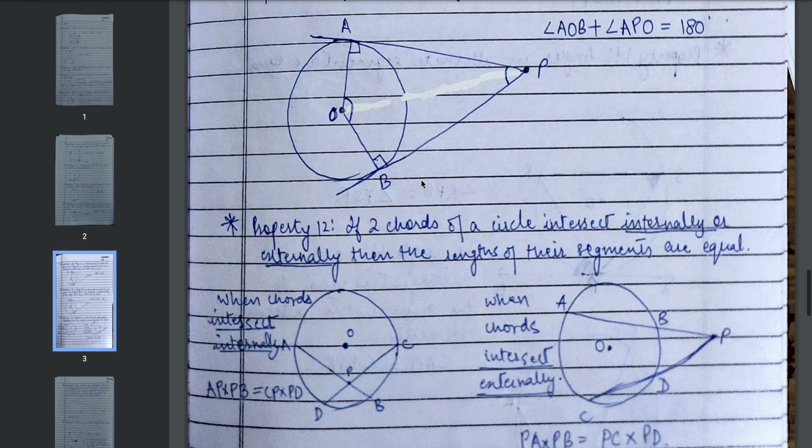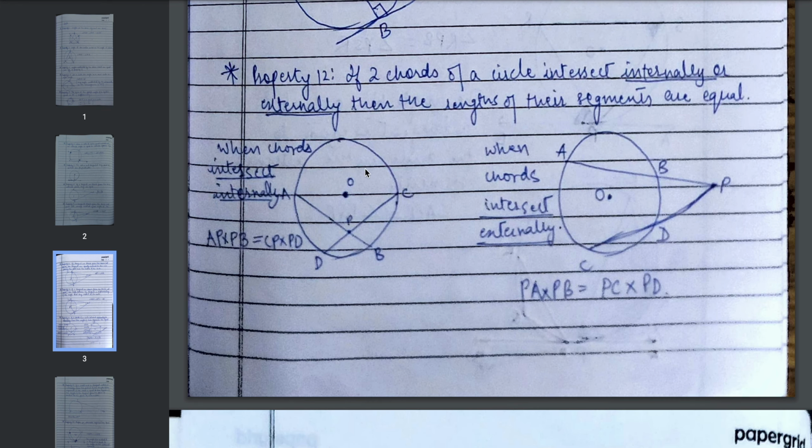Then property 12: if two chords of a circle intersect internally or externally, then the products of the lengths of their segments are equal. Here we have the internal case, so they are intersecting internally. I have a chord AB and a chord CD, and they are intersecting at the point P. So the relation here is that AP into PB is equal to CP into PD.